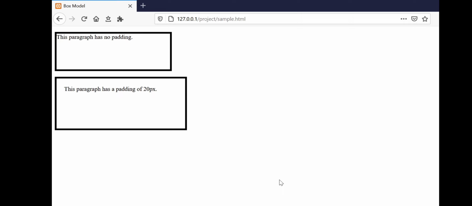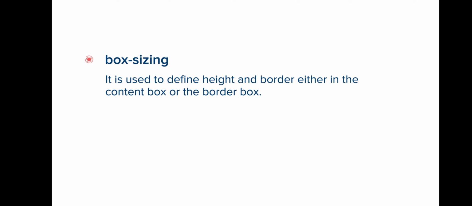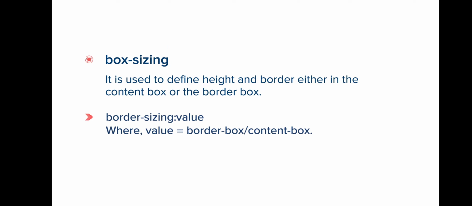Do you think this is an ideal behavior that we specify some height and width and in the output we get a different height and width? No, right? To fix this behavior, we have the box sizing property. The box sizing property defines which box, that is the content box or the border box, the height and width properties will be applied on. This property has two values, border box and content box.